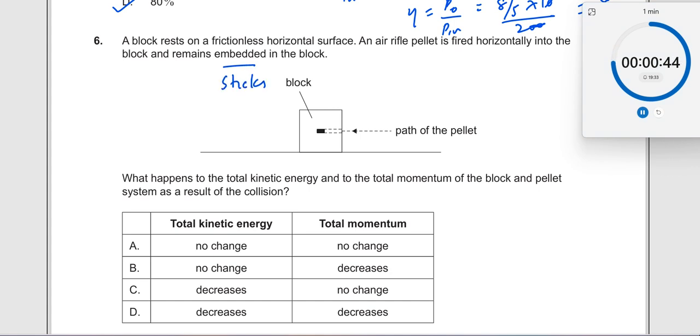When I say it sticks to the block, what kind of problem is this? This is a collision. What kind of collision is this? This is an inelastic collision. Okay, in an inelastic collision, the moment we say elastic or inelastic, what is possible there?